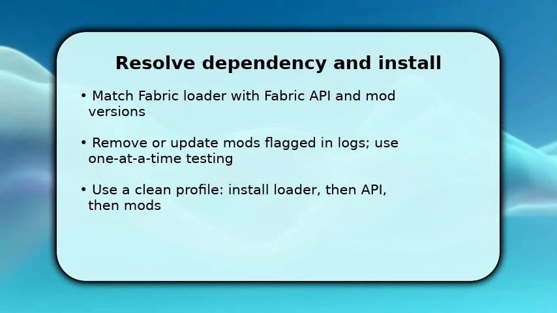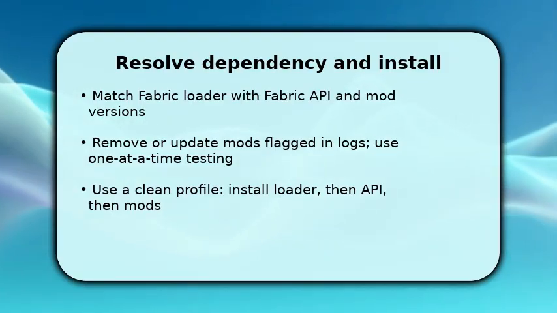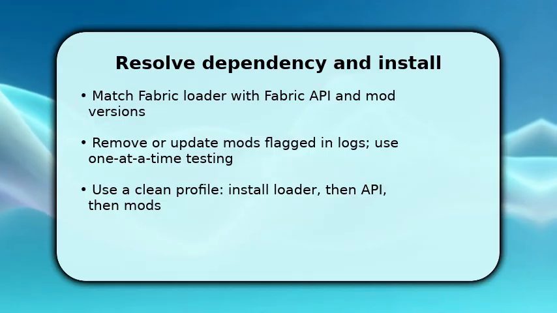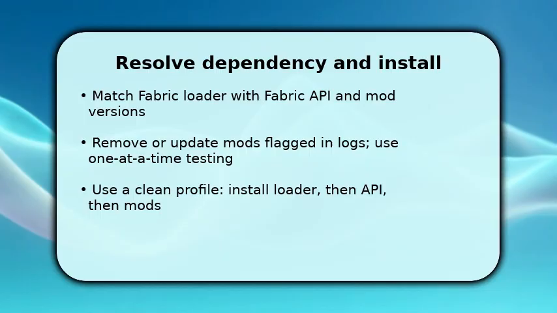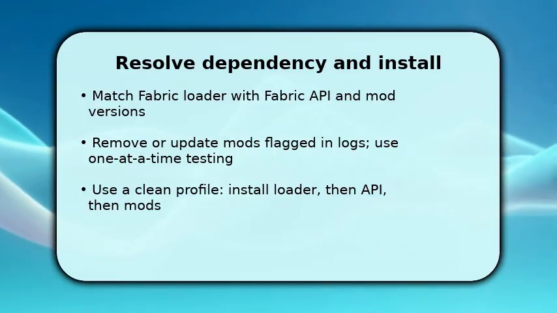Next, resolve dependency conflicts by aligning loader, Fabric API, and mod releases. An old API with a new loader will fail. Remove any mod named in stack traces, then reintroduce one at a time. This isolates the offender.